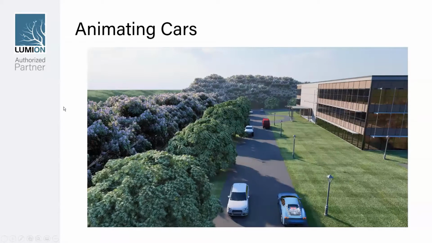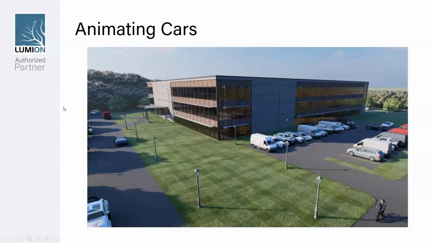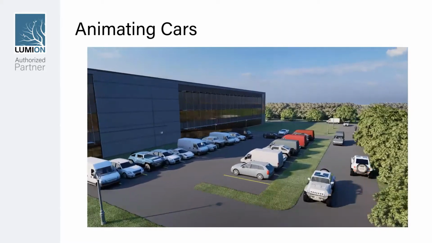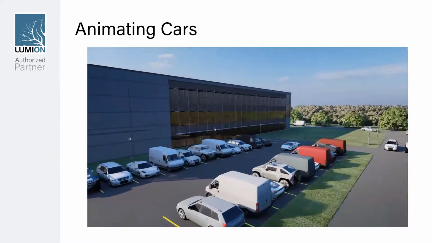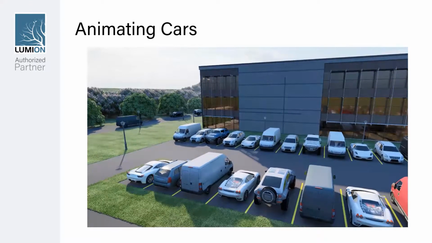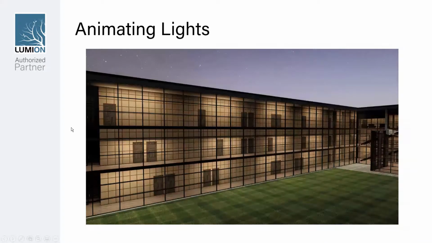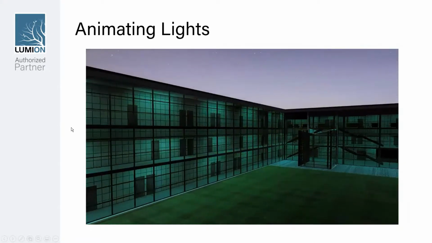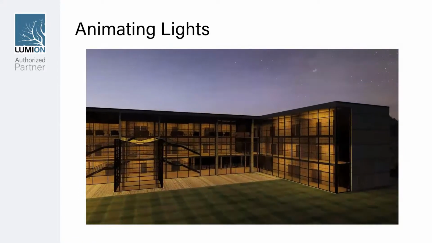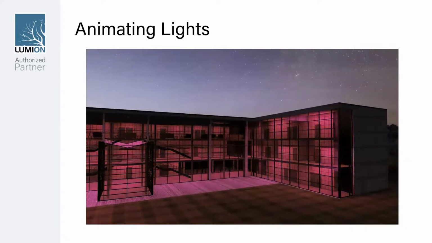Okay, and then the third one will be animating cars. So you can see there are a lot of moving cars around the scene, and then at the end of it, you can see some cars parking inside the parking lot. So we'll be showing you something like this later on. And then last but not least will be the animating of the colors of the lightings in the building. Okay, so this will be an example that I'll be going through later on. So let's go straight to the software demonstration.